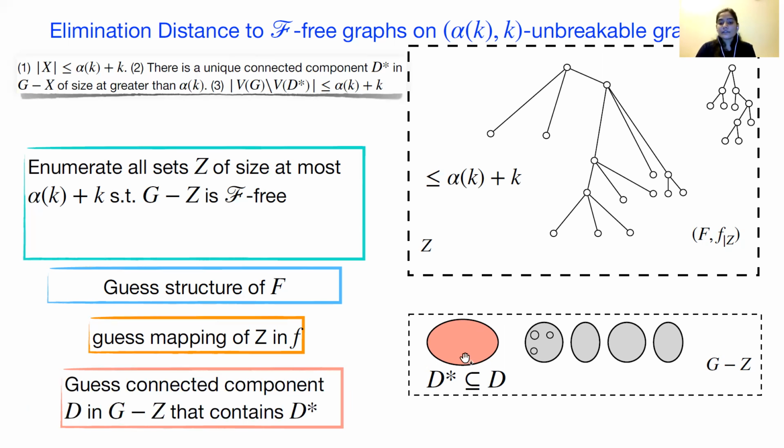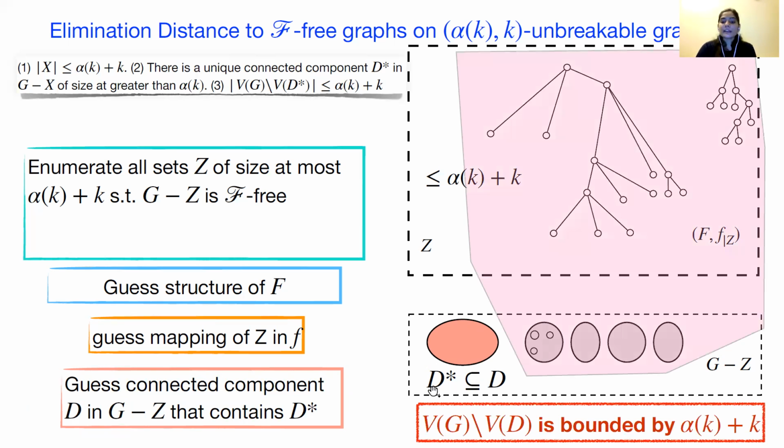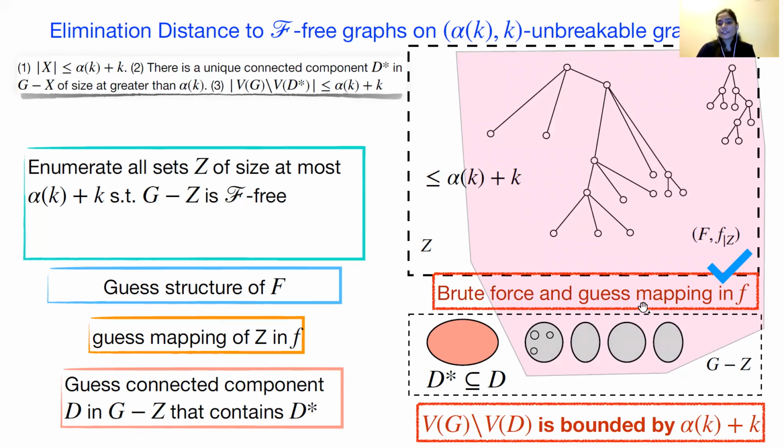And we can also guess this connected component, which is going to contain the large connected component. And we know that by our third property, the remaining vertex set is bounded by alpha k plus k, and hence we can brute force and find the solution from here. And we can also guess its mapping in my forest. So you can see that after this step, we actually solved everything for the small connected components, which are not in D, this large connected component here. So the only connected component that we want to consider now is this large connected component here.